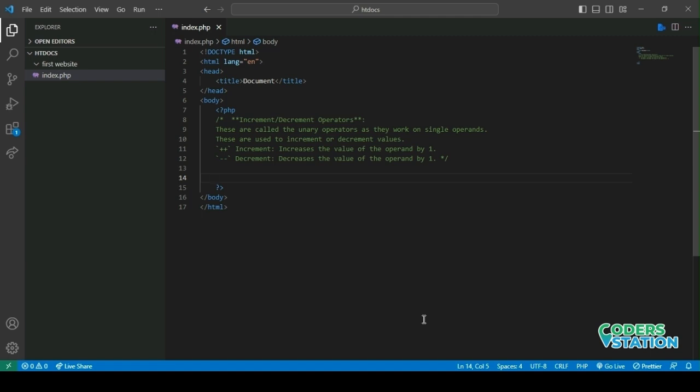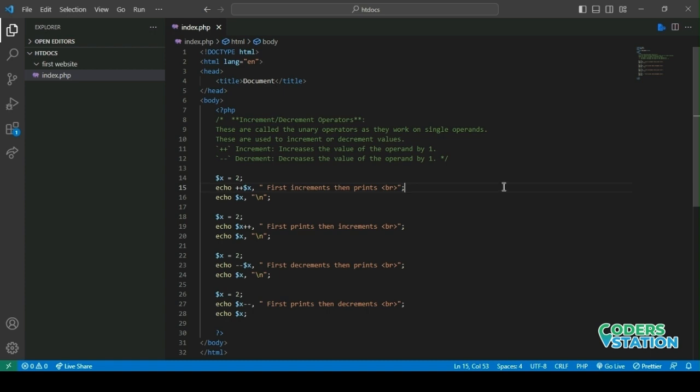So let us see with an example. So here plus plus then the $x variable is written, so it means that it will first increment the value stored in it, that is increase by 1, and then print the increased value. Then similarly here $x is written first and then plus plus, so it will first print the value that it stores and then increment it. These all are used in loops that we will study in the further course to increment the loop.